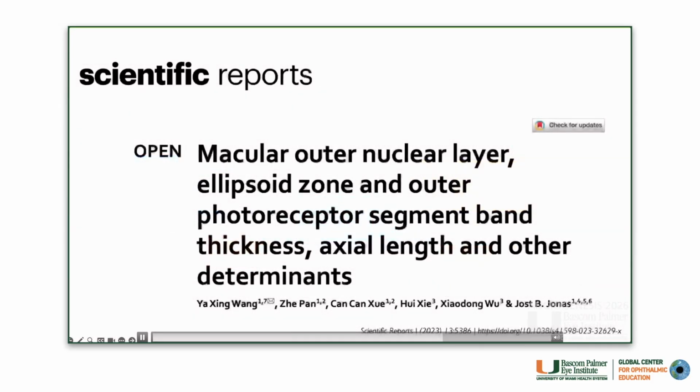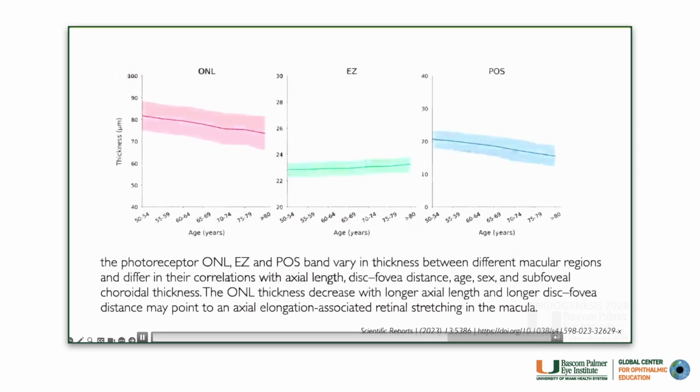The other thing, from this paper from Jonas' group, is that we can see that the photoreceptor, the outer nuclear layer, the ellipsoid zone, and the photoreceptor are actually decreasing in size with age. The ellipsoid zone is more stable, but it is more evident for the outer nuclear layer. So the thickness also decreases with longer axial length and longer disc-fovea distance, and may point to an axial elongation associated retinal stretching of the macula. So we also have to consider such things.